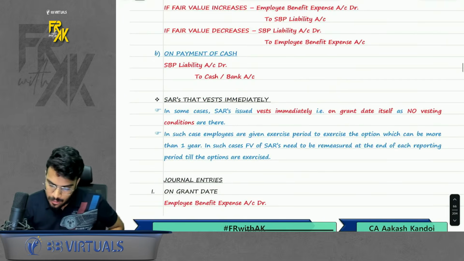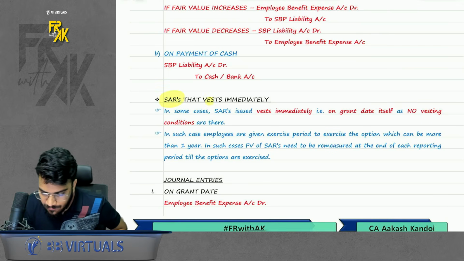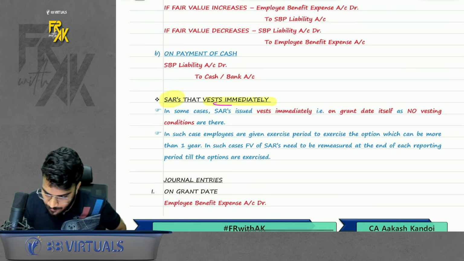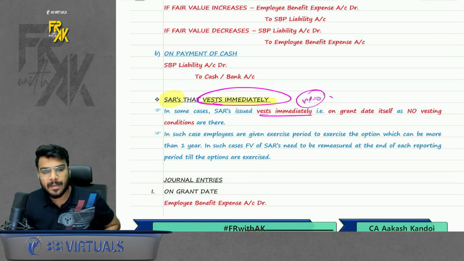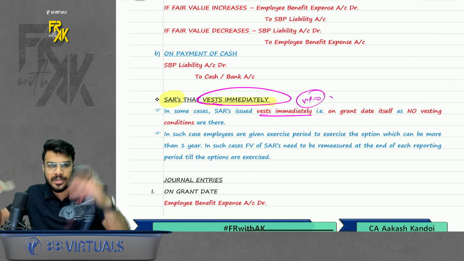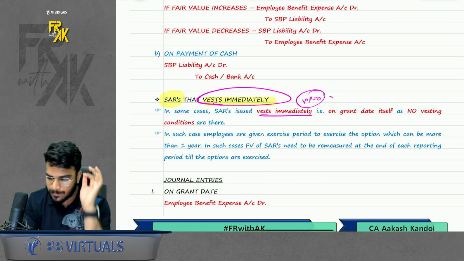Now there is one more concept: SARs that vest immediately. What is the meaning of vest immediately? Vest immediately simply means vesting period is 0. There is no vesting period. Maybe the employee must have done some good deeds in the past, because of which the company is ready to give the shares today. Immediately, the employee becomes eligible.